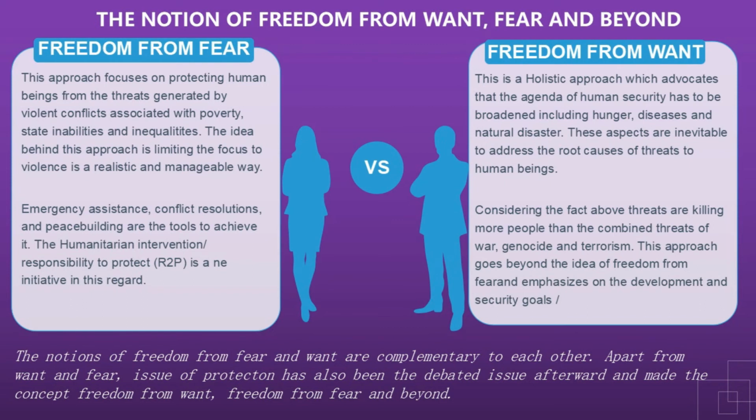The humanitarian intervention responsibility to protect, or R2P, is an initiative in this regard. The school seeks to limit the practice of human security to protecting individuals from violent conflicts while recognizing that these violent threats are strongly associated with poverty, lack of state capacity, and other forms of inequities. This approach argues that limiting the focus to violence is a realistic and manageable approach towards human security. Emergency assistance, conflict prevention and resolution, and peace building are the main concerns of this approach.